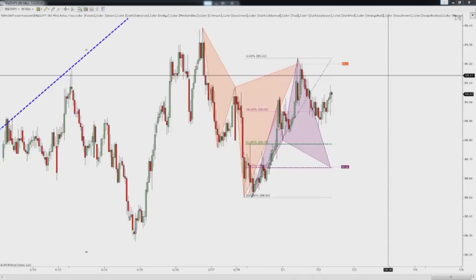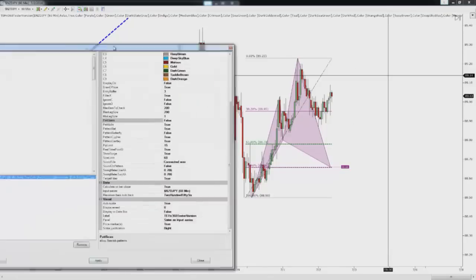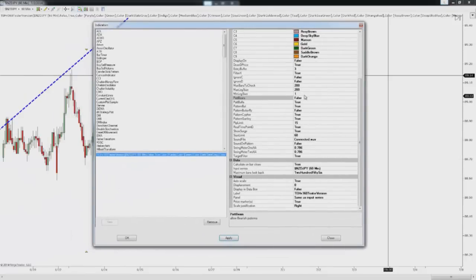Well, what just happened? Oh, because I turned off the wrong thing. Here we go. Let's turn off all of the bearish patterns. Boom. And I click apply. And there goes the bearish pattern. Now I'm only looking at patterns that agree with the underlying trend, right? I'm going to turn that back on here. Make it true, apply, okay.